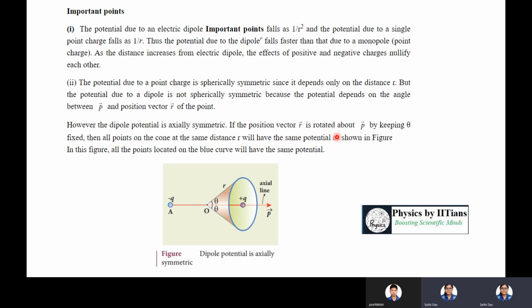If the position vector r is rotated about p by keeping theta fixed, then all the points on the cone at the same distance r will have the same potential. So you are taking this theta fixed here. So it is making an angle, making a cone. And in this cone, the dipole potential, these are axially symmetric potential. So this cone will make the same potential, or equipotential surface.